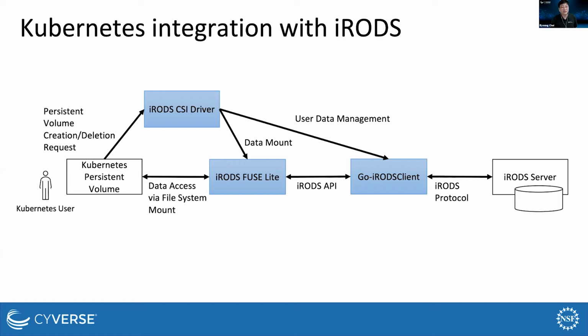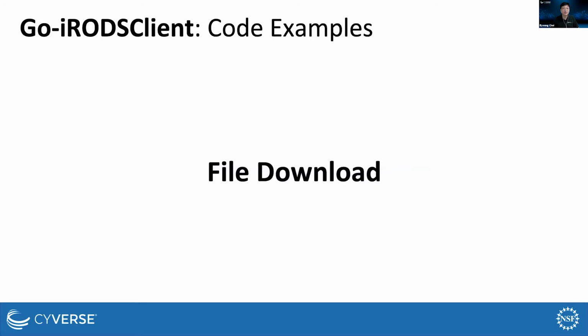So iRODS is integrated with Kubernetes using 3 projects. iRODSCSI Driver receives a persistent volume request from users and controls iRODS FUSE Lite for data mount, and it controls Go-iRODSClient to manage user data. And iRODS FUSE Lite also uses Go-iRODSClient for iRODS data access. Here's a code example that uses Go-iRODSClient for file download.